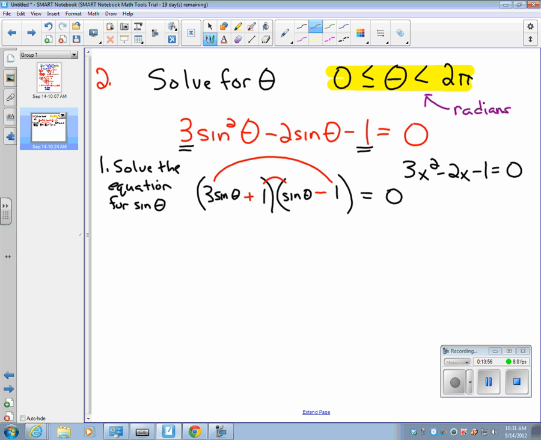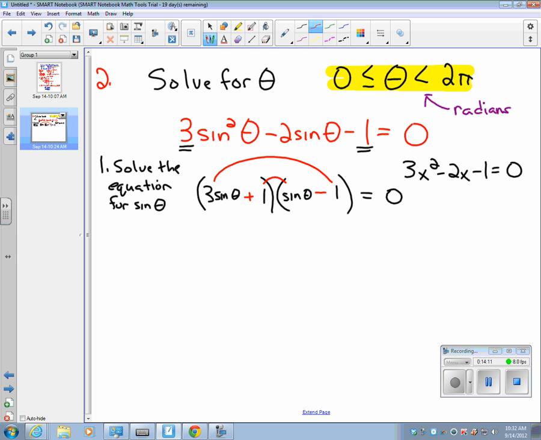Notice, by the way, people, I still wrote down equals 0. A lot of people forget that, and then you change your equation to an expression and you lose half a mark. Okay? So you have to write down this equals 0, otherwise you lose half a mark.